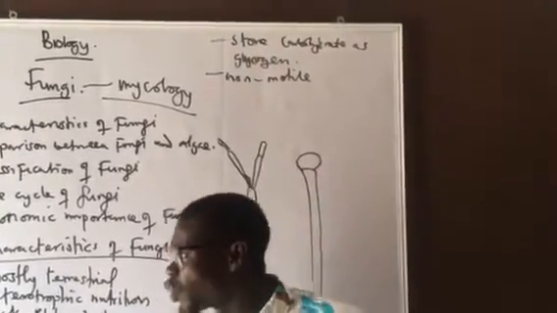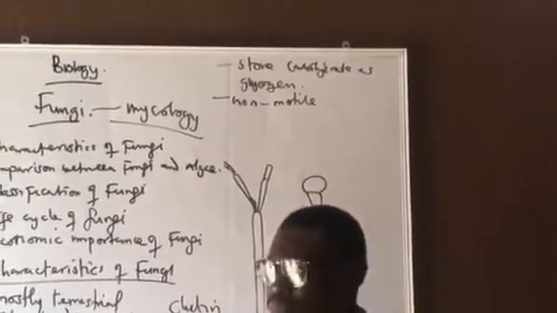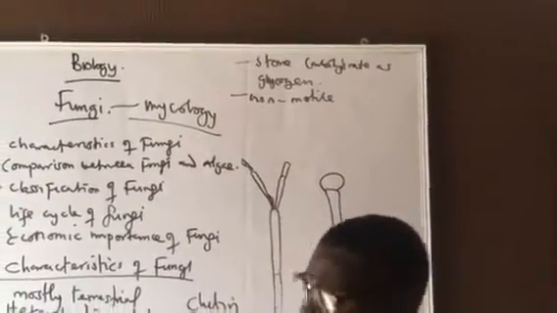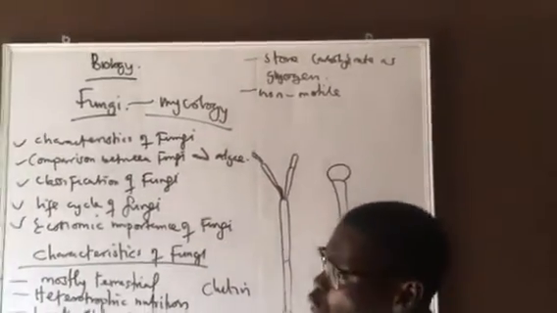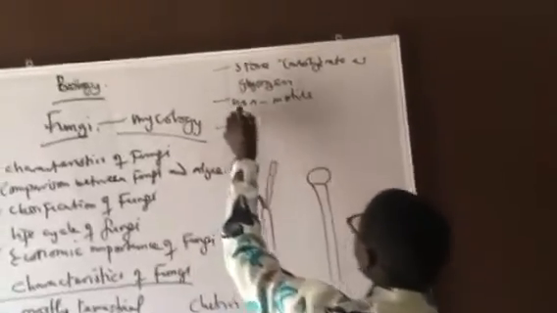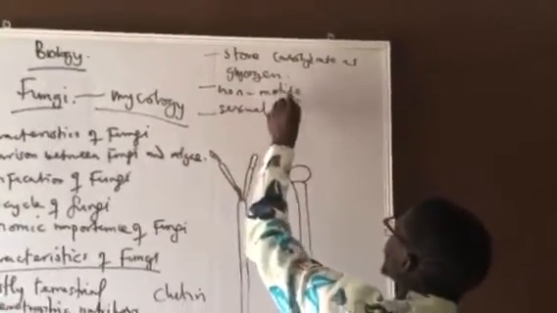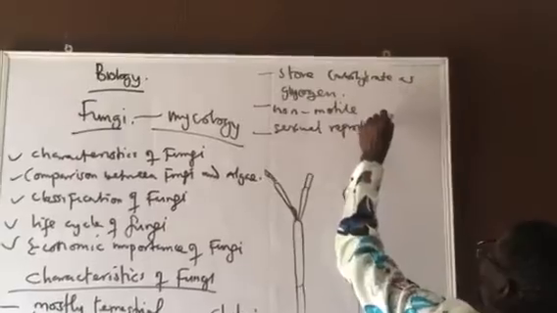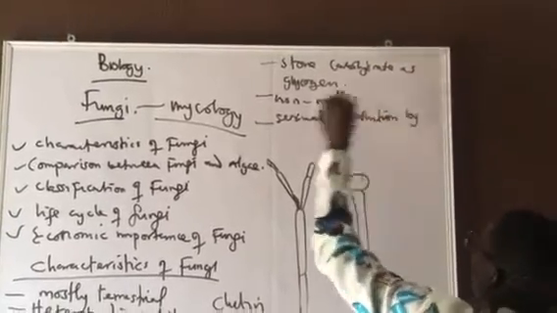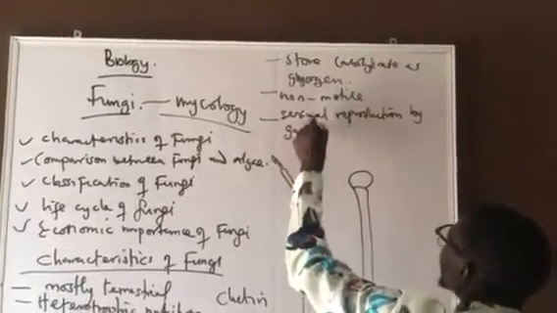Then fungi also carry out reproduction. They carry out both sexual and asexual reproduction. When we talk about reproduction in fungi, they carry out sexual reproduction by gametangial contact.